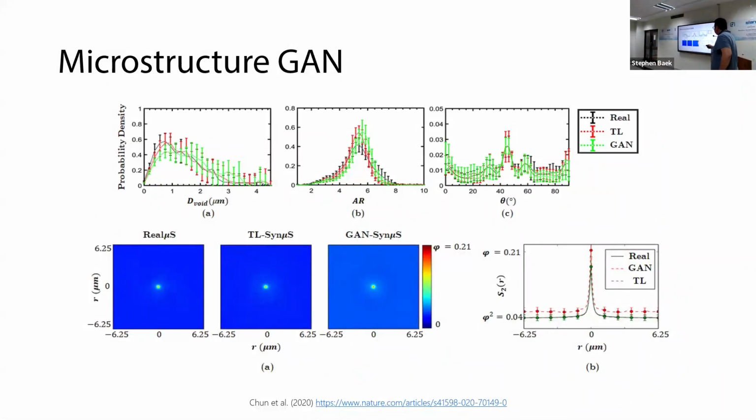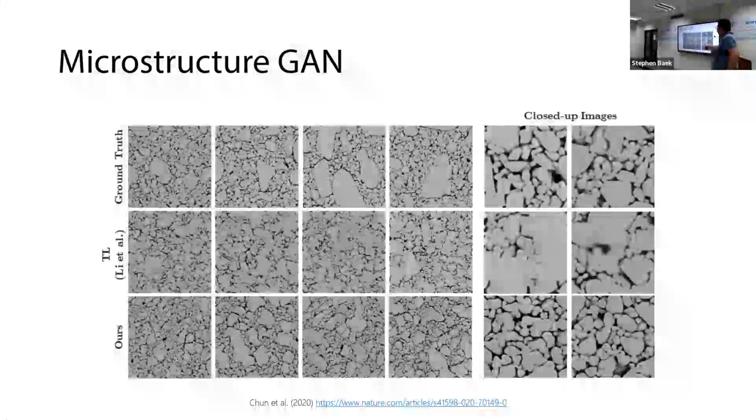Quantitatively speaking, the GAN-generated microstructures are very realistic. I'm not going to go into the nitty-gritty details, but in terms of the void diameter, aspect ratio, and orientation, the distribution of the synthetic images is very similar to the distribution in the real images. This is a typical way of quantifying how good the generated images are, on top of visual inspection.